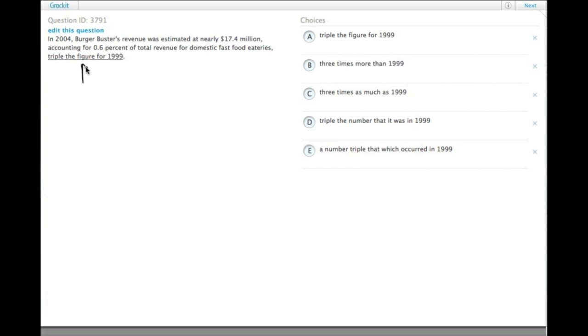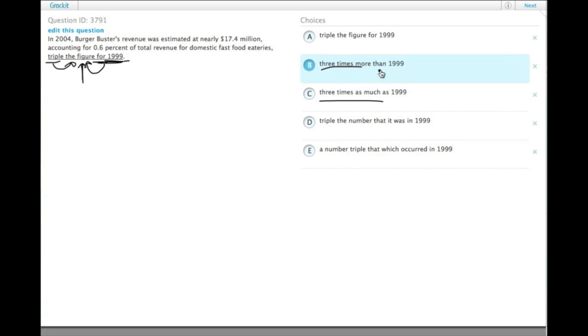We are referring to triple as an adjective, so it needs to modify a noun, the figure, that's acceptable. Triple is shorter than three times as much. Not that you can always use triple, sometimes you can't. If you don't have a noun for it to modify, then it's naughty. But here we do have a noun. And then we have for 1999, because that's the prepositional phrase giving us additional information about figure. So this actually looks pretty good. Let's look at the other ones.